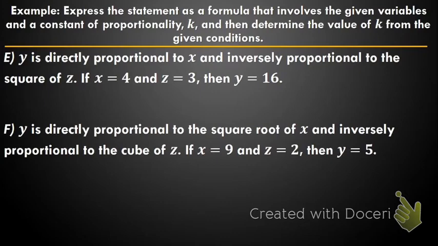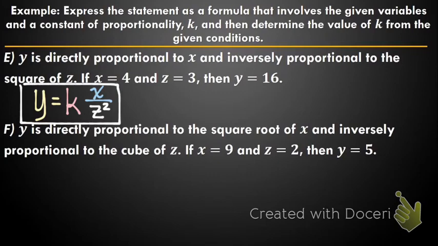On part E, what is my formula? Y equals K times X over Z squared. What is my value for K? 36. 36 is absolutely correct.